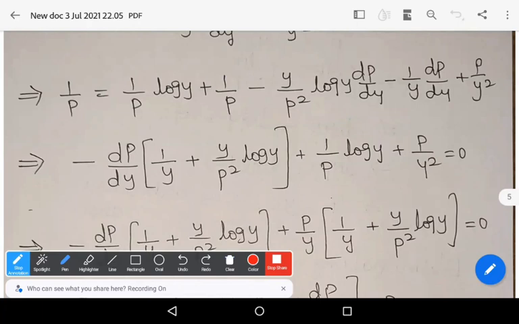Here you observe that in the left side and in the right side we have plus 1 by p. So it gets cancelled. It becomes 0. 1 by p minus 1 by p is 0. So they get cancelled. And you have to observe that.